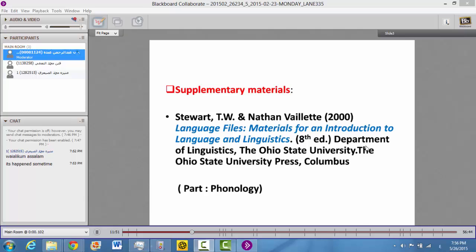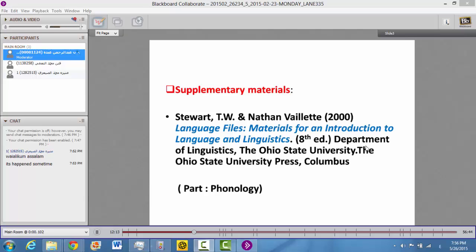Even some of these features are used to describe the consonants. For example, the back feature, we can say that the sounds k and ng, because they are produced at the back of the mouth, we consider them plus back, or we give them the feature plus back, for example.